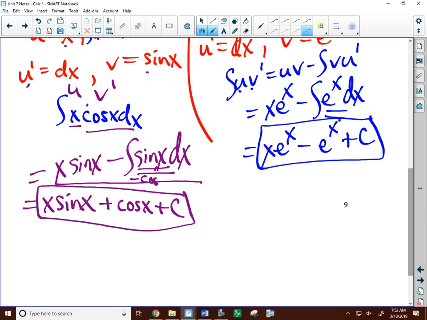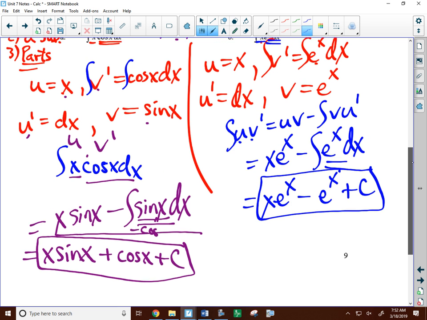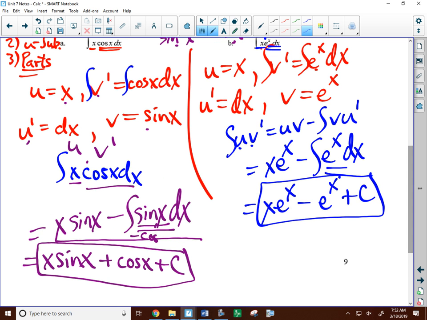I made a note to myself here too. If you choose the wrong u, so you're choosing like e to the x here, it'll work all the way until you get here, and then it would have actually created a more complicated integral. So that would tell you, yeah, I chose poorly. So I'm just going to do two on the back to finish up with parts.